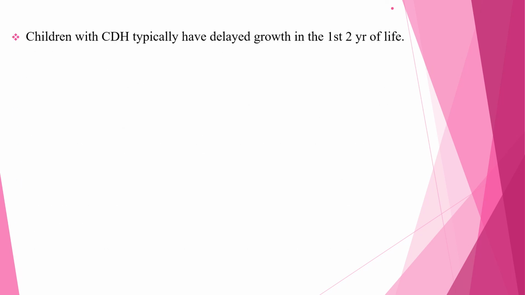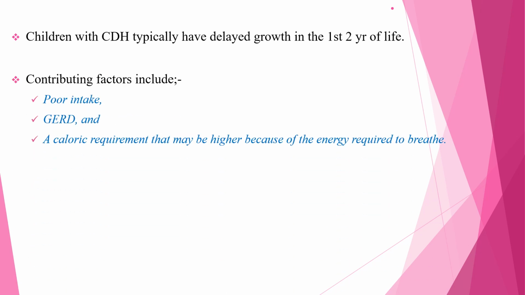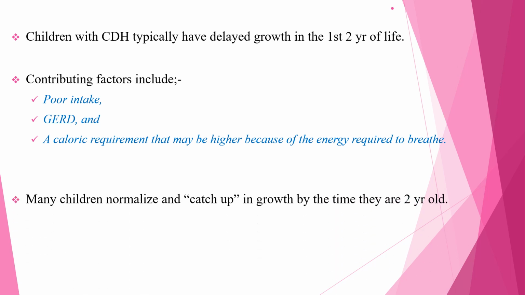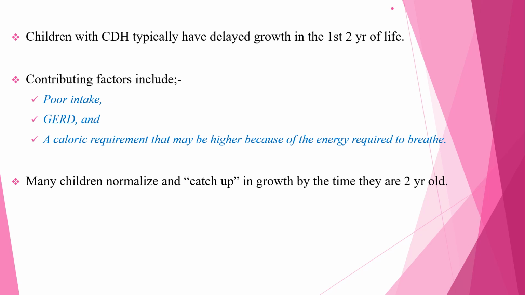Children with congenital diaphragmatic hernia typically have delayed growth in the first 2 years of life, and the contributing factors for this delayed growth include poor intake, gastroesophageal reflux disease, and a calorie requirement that might be higher because of the energy required to breathe. And many children normalize and catch up in growth by the time they are 2 years old.